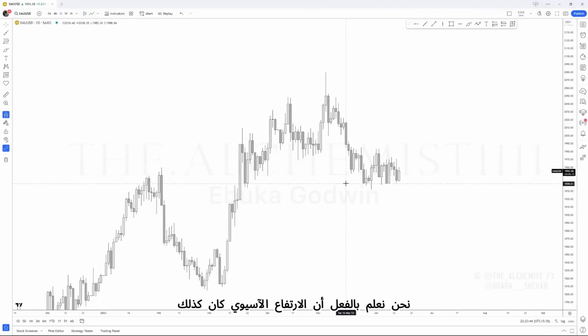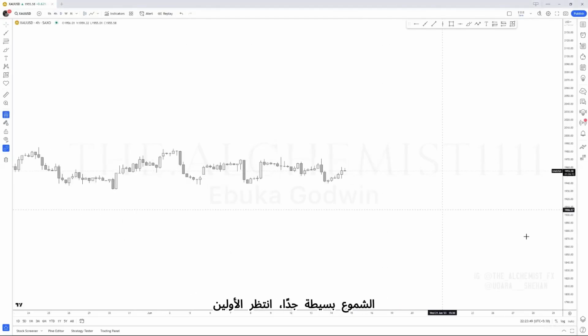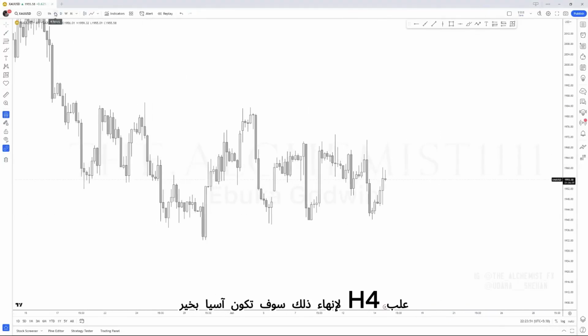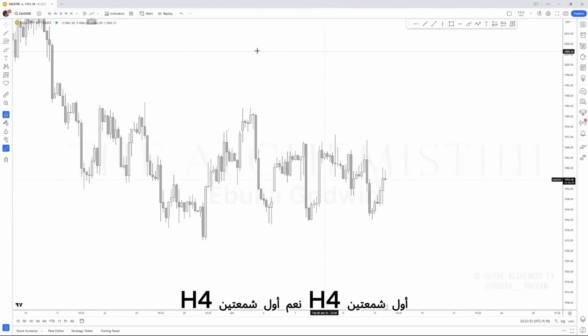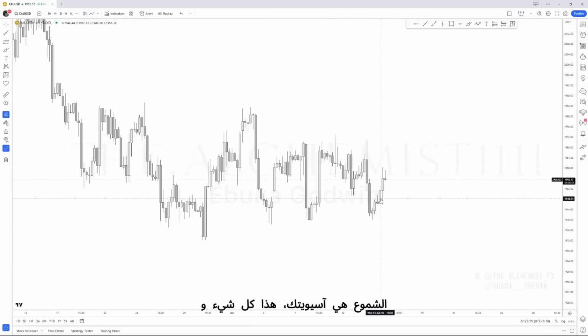And also about the Asian timing. When do we actually know the Asian high has been made? Skip the first two H4 candles. Very simple. Wait for the first two H4 candles to end. That'll be Asia. The first two H4 candles are your Asian session. That's it.